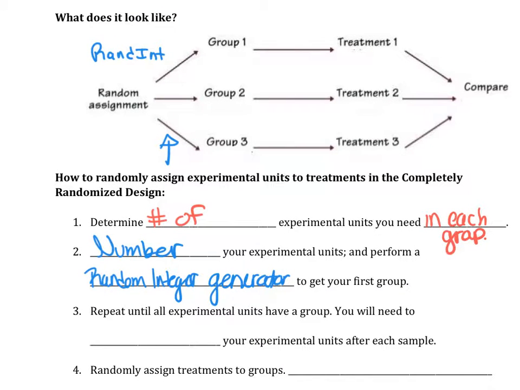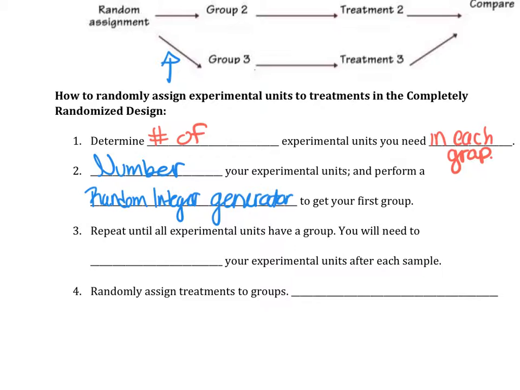So if you had your group of experimental units and you're like, I need 10 people for group 1, then you would hit your random integer 10 times, so you got your 10 different numbers for who's going to be in that group. Then you do that same thing for group 2 with whoever is left that you didn't put in a group yet. Then the remaining people will be in your final group. So again, you're going to have to repeat this, doing your random integer generators until all the units have a group. You are going to have to renumber your experimental units after each sample, because after you have the people in your first group, then those people are now missing from your experimental units, so you have to renumber who's left before you do your second group.